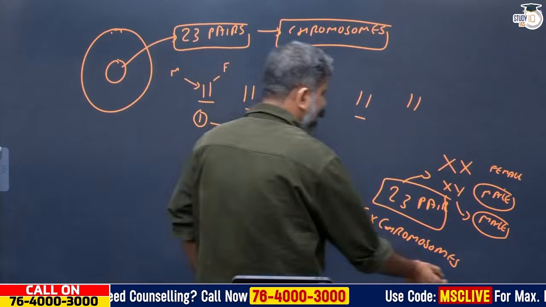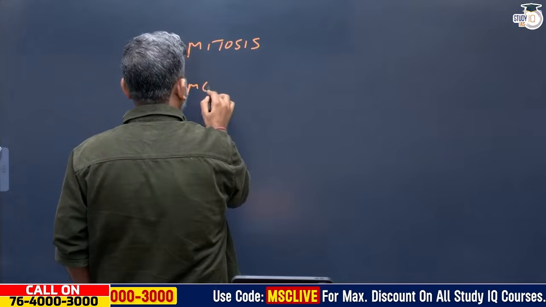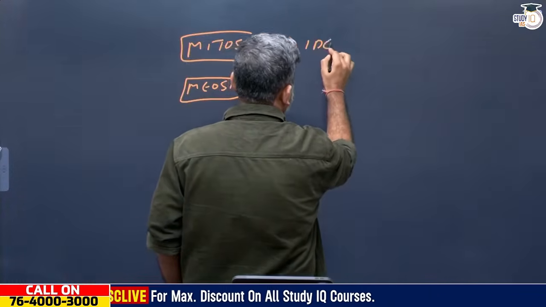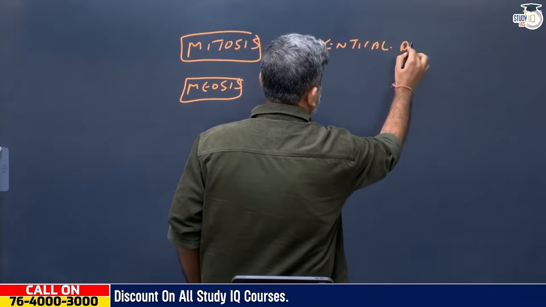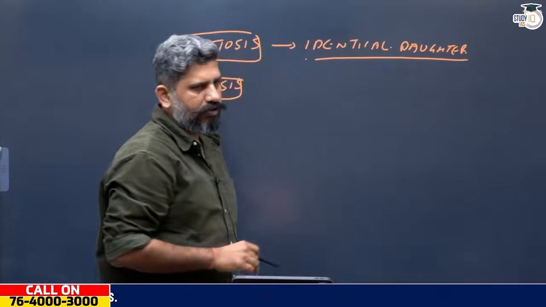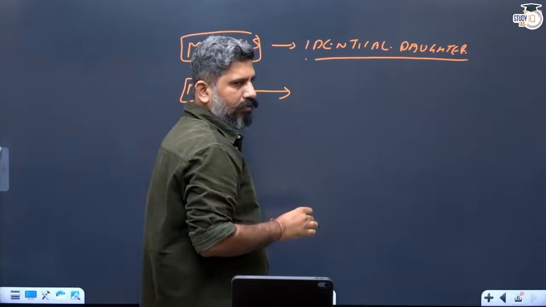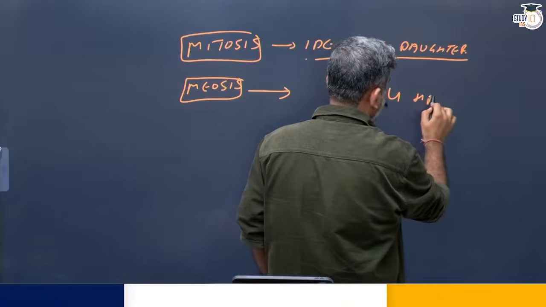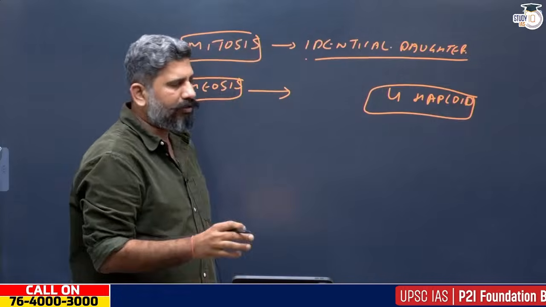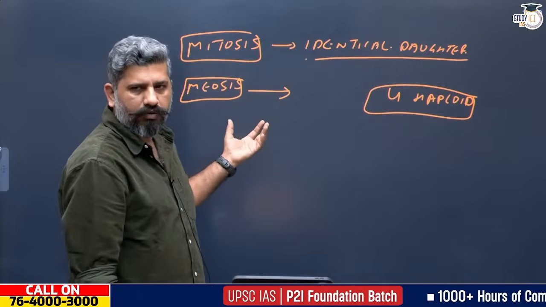How do the cells duplicate? One process is mitosis, another one is meiosis, right? What does mitosis produce? Identical daughter cells, meaning the genetic material remains the same. If you look at meiosis, what does it do? It produces four haploid cells, and actually all of the variations are brought about by this process of meiosis. Meiosis has a very important role to play in bringing about variations.